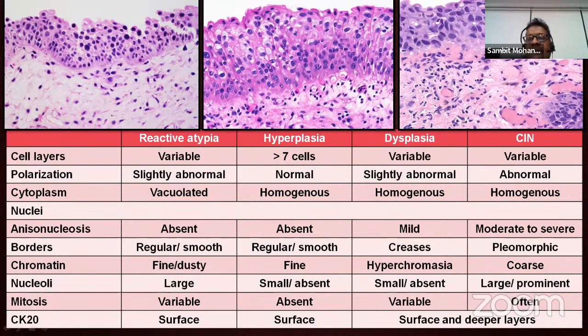And what happens in case of CIS, the underlying stroma gives a lot of reaction by vascular congestion. This is what is happening. And the CIS is extending from the bottom and involving the umbrella cell layer. But if you see this one, is it reactive or CIS?